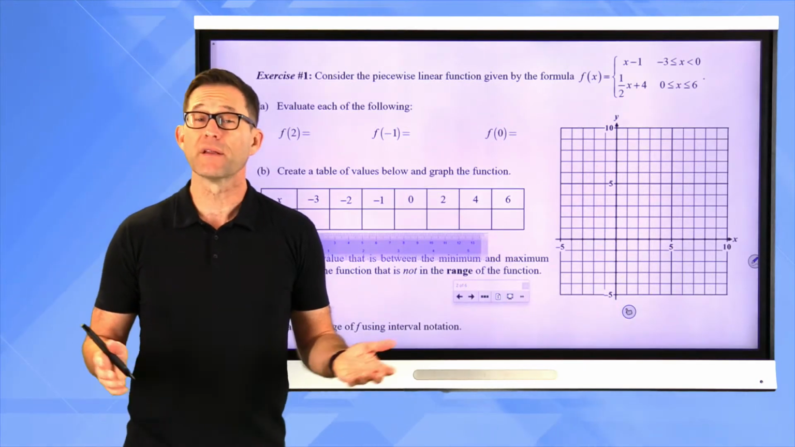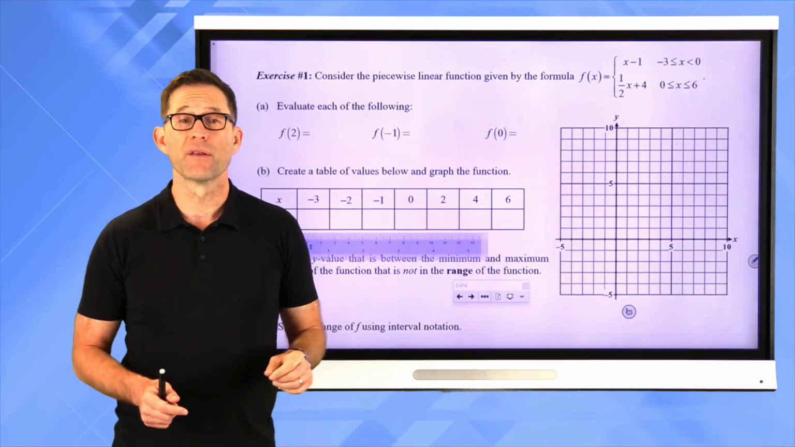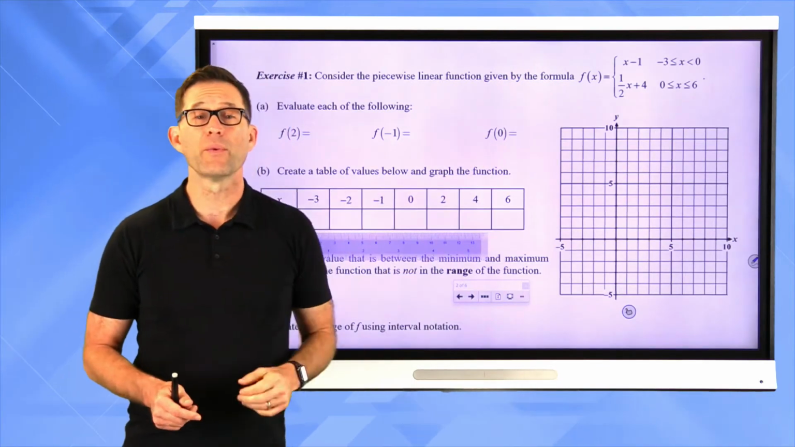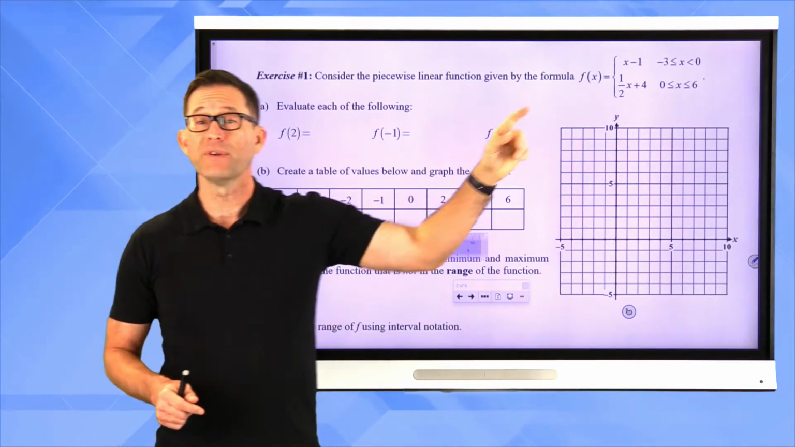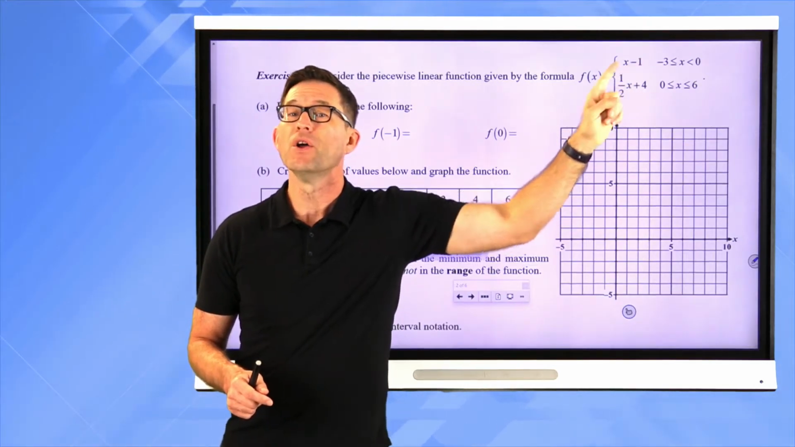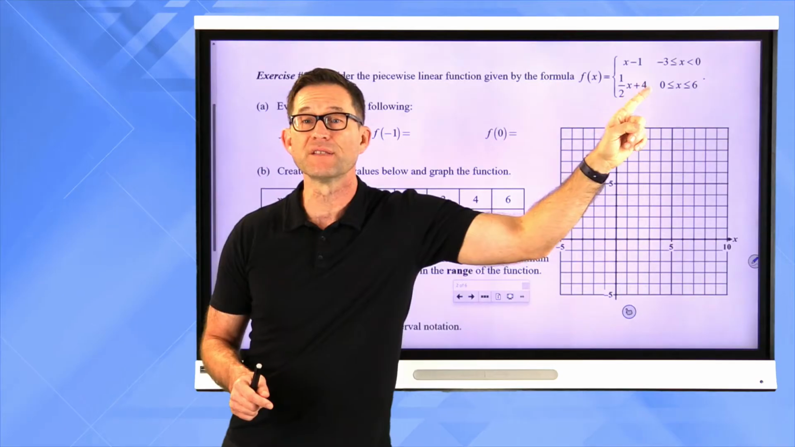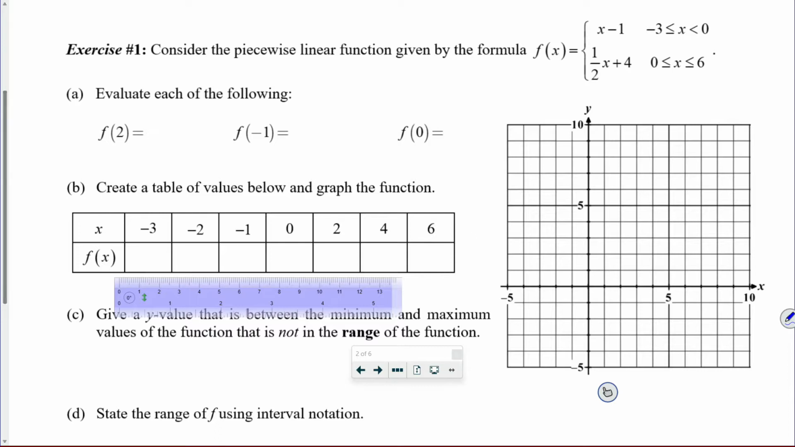All right, so normally when we have a function defined using a formula, we simply take the input and we substitute it into the formula. But here we have two formulas, so we have to make a decision about which one x equals 2 gets substituted into. And for that, we simply look at these domain intervals, the intervals for the inputs, and we say, well, 2 lies in this domain interval because it's between 0 and 6. So for f of 2, I'm just going to say that's going to be 1/2 times 2 plus 4, which is 1 plus 4, which is equal to 5. So f of 2 is equal to 5.